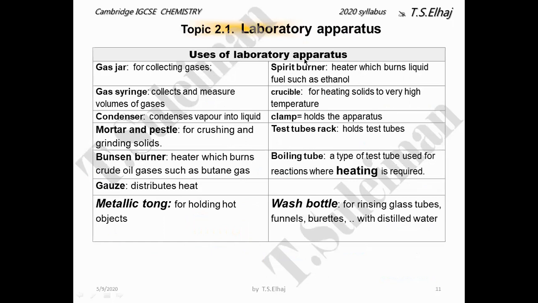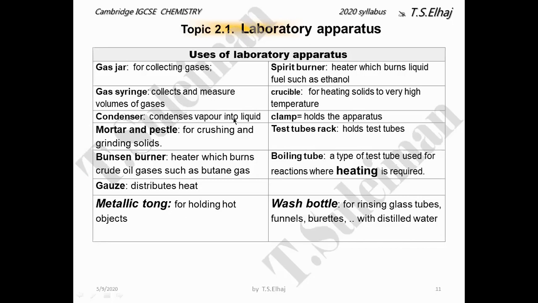Uses of the laboratory apparatus mentioned before. Gas jar. It is used for collecting gases we mentioned before, either by upward delivery or downward delivery. The gas which is denser than air is collected by downward delivery. The gas which is less dense than air can be collected inside the gas jar by upward delivery. But the gas jar is not the same as the gas syringe. The gas jar just collects small samples of gases and doesn't measure their volumes, while the gas syringe collects and measures volumes of gases.